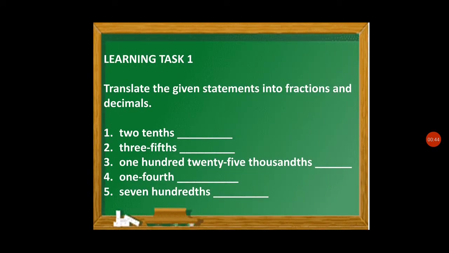So for your learning test 1, translate the given statements into fractions and decimals. Number 1, 2/10. Number 2, 3/5. Number 3, 125 thousandths. Number 4, 1/4. And number 5, 700ths.